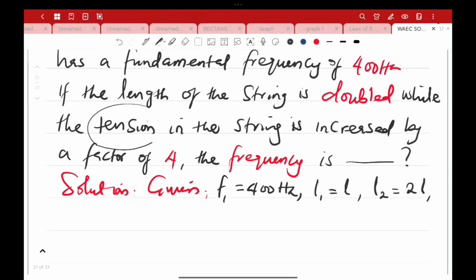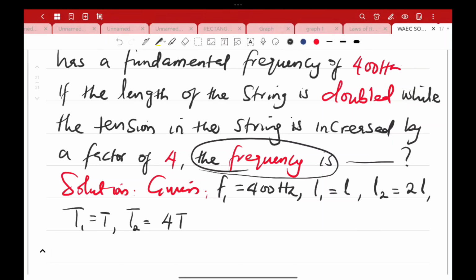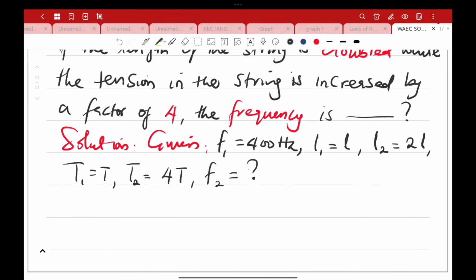The third triune component is tension in the string increased by a factor of 4, meaning we're still going to have T1 to be T and then T2 to be 4T. Are you following? So you can see that our triune components are complete. The frequency F2 is unknown. So we have frequency, we have length, we have tension, the triune components of this question.